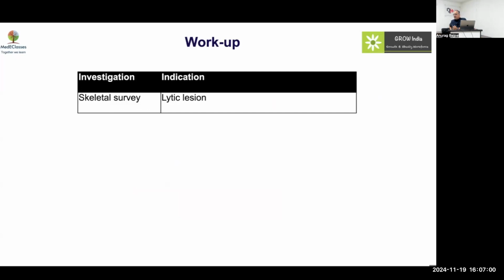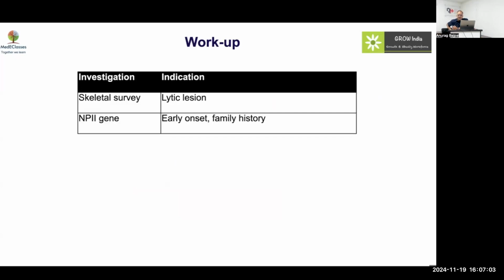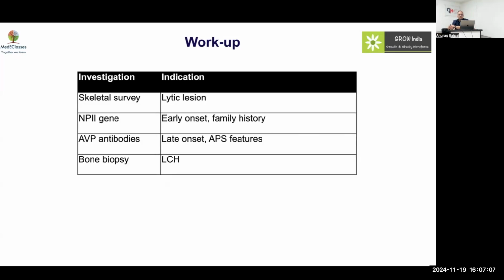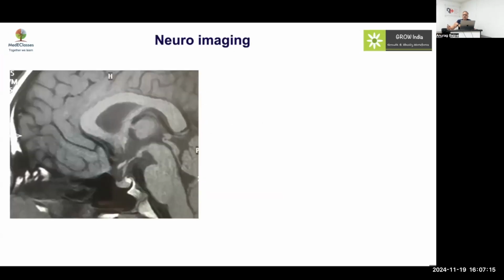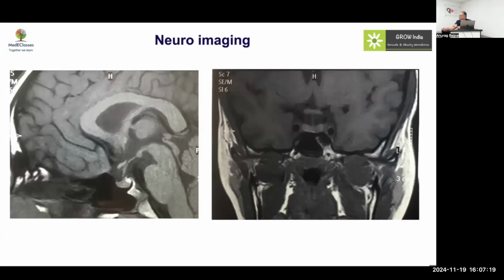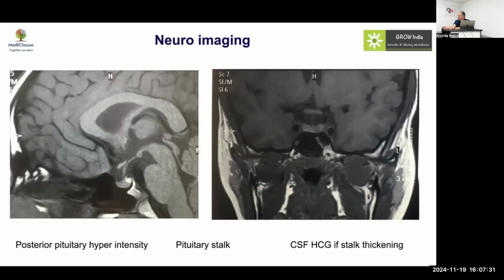Very importantly, skeletal survey in every child to look at lytic lesions. You can do a genetic analysis if required. AVP antibodies are not done very often. Bone biopsy for LCH, and CSF HCG if there is a thickened pituitary stalk. Neuroimaging is mandatory. Absent posterior pituitary bright spot, does it differentiate central versus nephrogenic? It will be absent in both because it may be exhausted. So look at posterior pituitary hyperintensity, stalk, and CSF HCG if there is a stalk thickening.